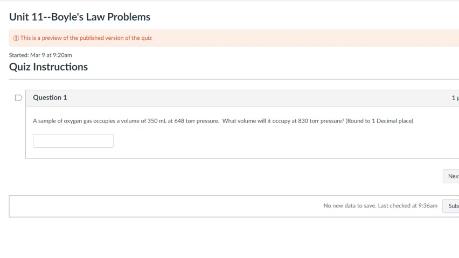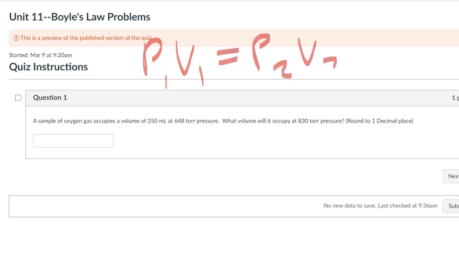So I'm doing Boyle's Law. I go and I double check what is Boyle's Law. And I say, I know what Boyle's Law is. Let me change colors. Yellow is sort of tough to see. So I know P1V1 equals P2V2. All right, so a sample of gas occupies a volume. So that's going to be my 350 right here, my 350 milliliters. That takes that right there. At 648 pressure, that's what happened first.